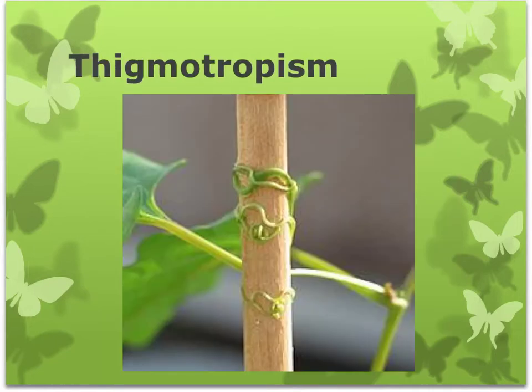Finally, thigmotropism is a tendency of plants to grow towards touch. For example, plants tend to wrap themselves around a stick or a wall, and that's how they grow. They like to be touching something else.